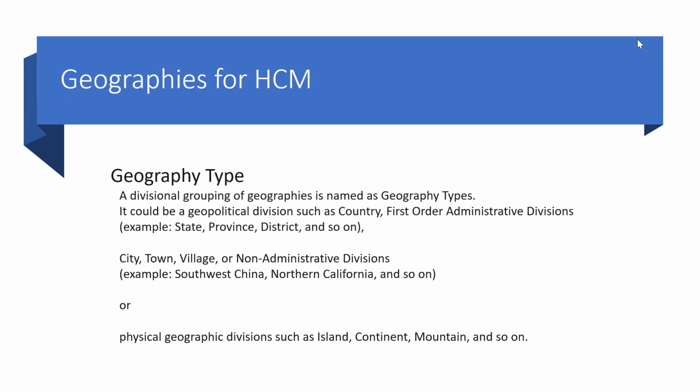Similarly, I can have a state. I am in United States. Under that, I have a province, I have a district, and so on. So this is how I'm defining geographies in HCM. These are the sequences that we are defining.